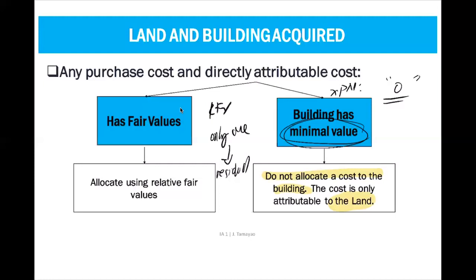Again, any purchase cost and directly attributable costs. I'm not only talking now of your purchase cost, I'm also talking about directly attributable costs. We have already checked a while back the 5 items that are similar between land and building as to the purchase of your building. So in case this similar cost or directly attributable cost is attributable to both land and building, take note, you allocate it also. So be careful with the directly attributable cost: if it is present in both land and building, you allocate it. If the building has a minimal value, what do we do? Everything goes to the land.